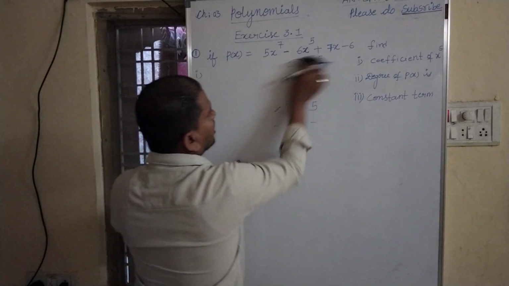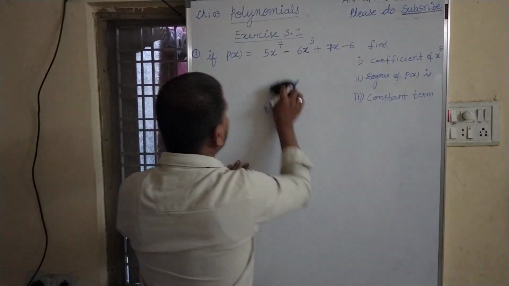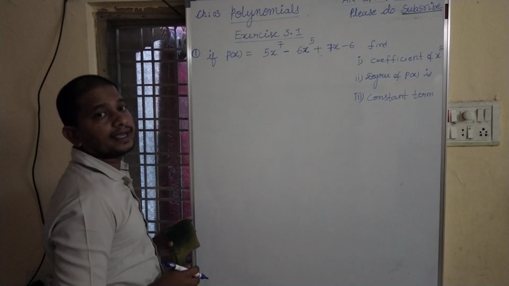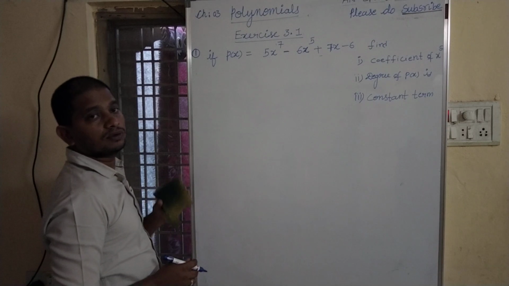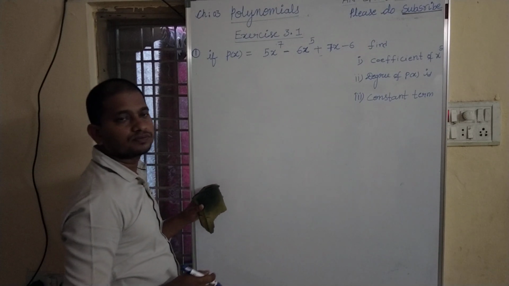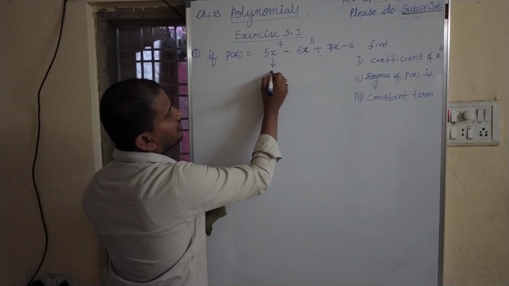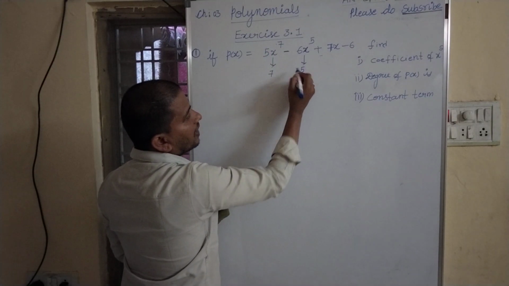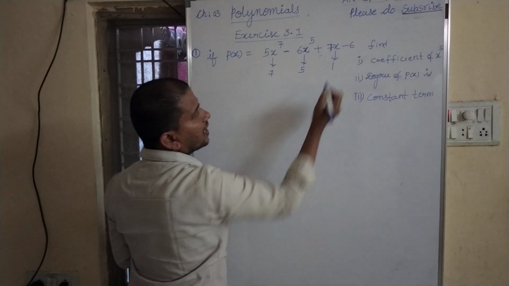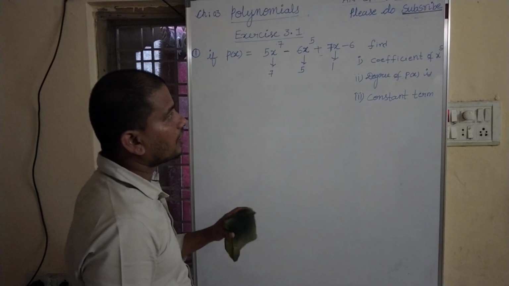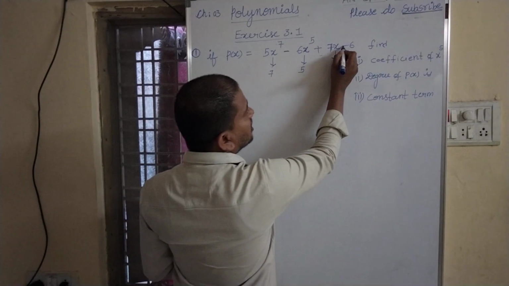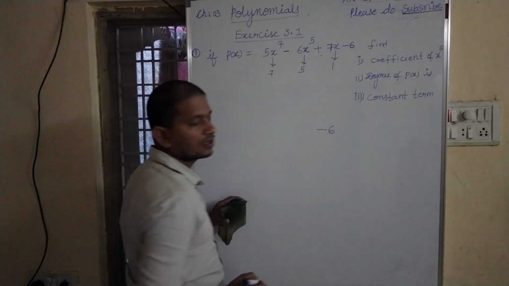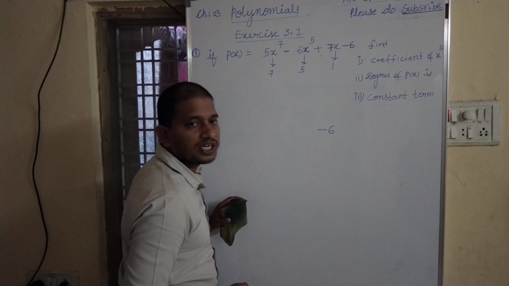The second one is degree. As we discussed just now in the previous video, what is the degree? Highest power of the variable of a given polynomial. You can see here the highest power is 7, here the power is 7, here the power is 5, here the power is 1, and I forgot to say, this minus 6 is a constant term.